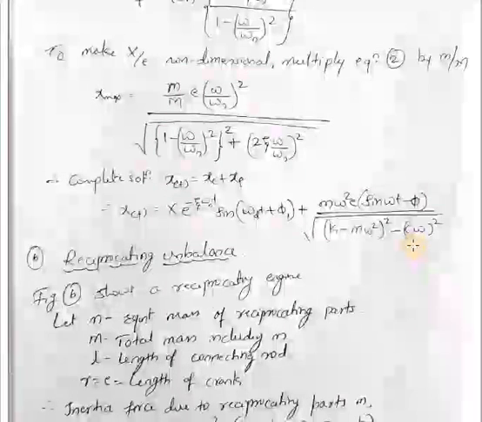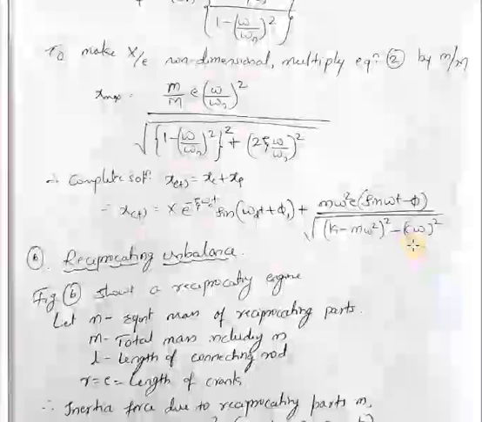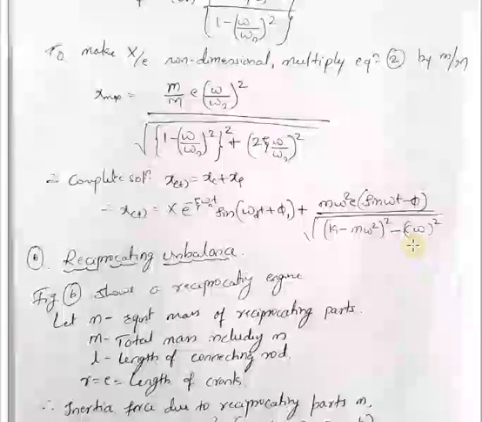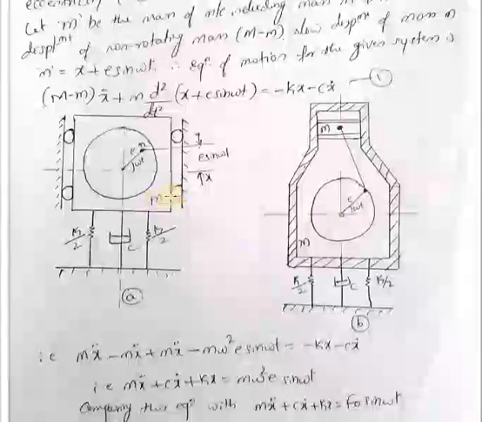The next one is the reciprocating unbalance. In this reciprocating unbalance, figure B shows the reciprocating engine. This is for the reciprocating engine and this is for the rotary unbalanced system.